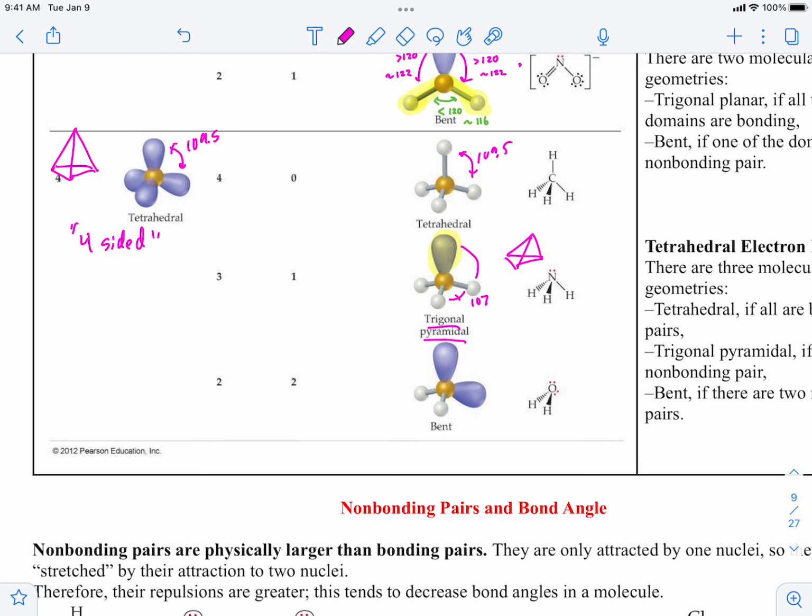If there's 4 domains, but 2 are bonded, 2 are not, then we have the shape that is bent. And if it is bent with the 2 lone pairs, then the angle gets constricted further. So this angle here is going to be around 104.5.